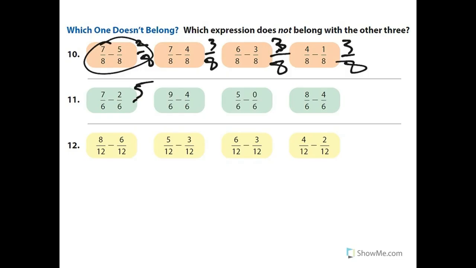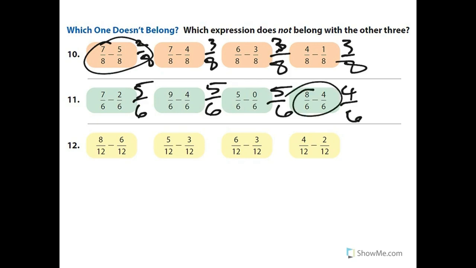7 minus 2 is 5. 9 minus 4 is 5. 5 minus 0 is 5. 8 minus 4 is 4. So it's that one. Alright, number 12. Solve number 12 and we'll go over it. 8 minus 6 is 2. 5 minus 3 is 2. 6 minus 3 is 3. 4 minus 2 is 2.